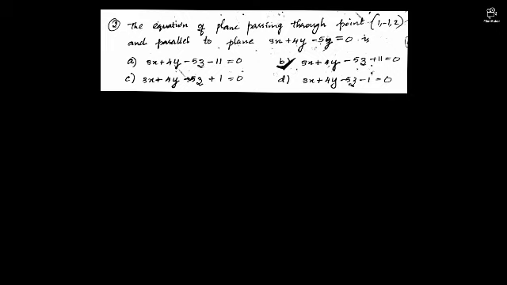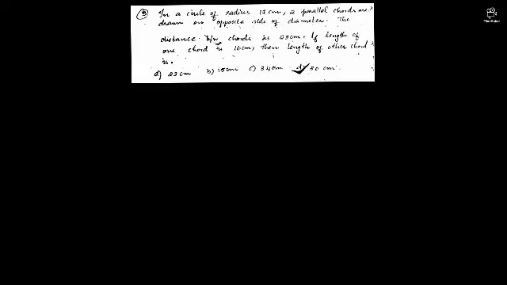Very basic question. And the third question is: in a circle of radius 17 centimeters, two parallel chords are drawn on opposite sides of the diameter, and the distance between the chords is 23 centimeters. If the length of one chord is 16 centimeters, then the length of the other chord is.